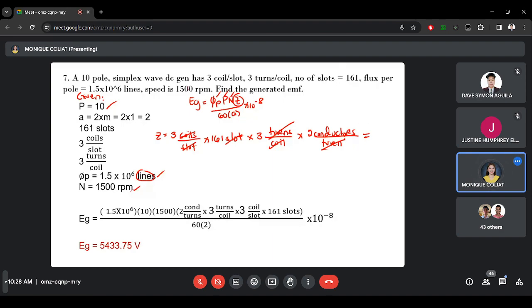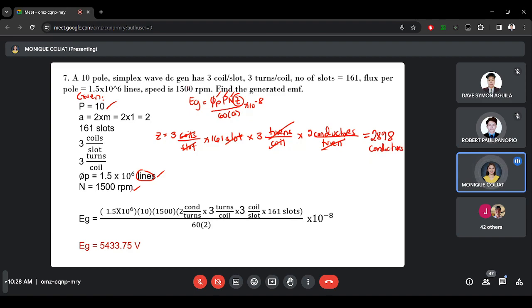Meron tayo 61.5 times 10 raised to 6 units generated per annum. Ano ang unit ng ating 61.5 times 10 raised to 6? Wala tayong given na unit. So, 2,898 conductors.